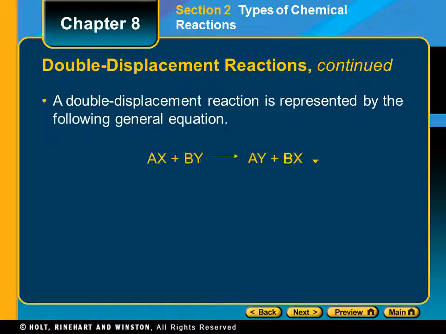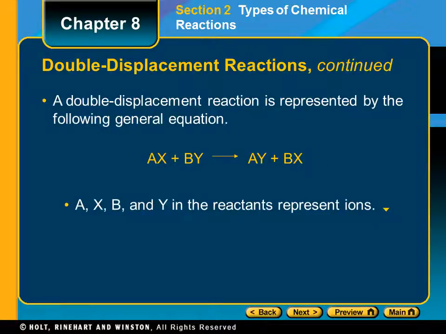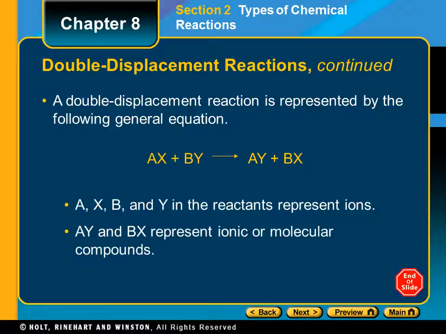The general equation for these is AX plus BY yields AY plus BX. A, X, B, and Y represent ions. AY and BX represent ionic and molecular compounds.